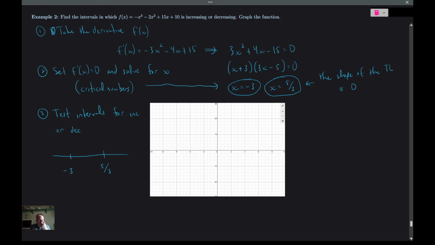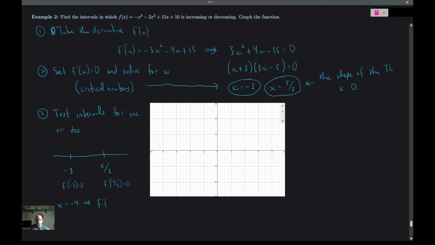So -3 and 5/3. Obviously, you want to put them in order. We can pick any number. We know that f prime of -3 is 0 and f prime of 5/3 is 0. Any other number will have either a positive or negative derivative. So let's pick any number less than -3. Let's say -4. You can pick -5, -6, -100, it doesn't really matter. But let's pick x equals -4.